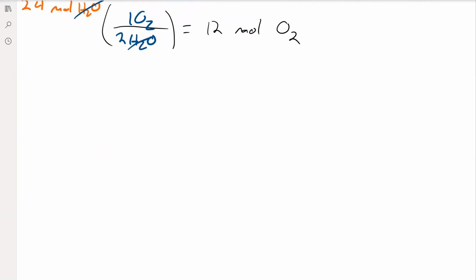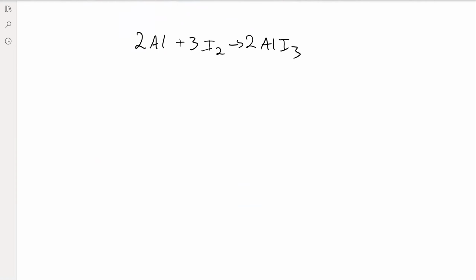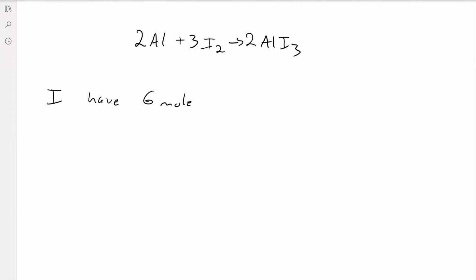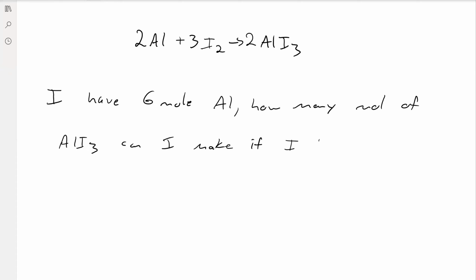We're going to combine aluminum and iodine to form aluminum triiodide. So 2Al plus 3I2 goes to 2AlI3. Right, aluminum plus iodine gets us aluminum iodide. And then we'll say I have 6 moles of Al. How many moles of AlI3 can I make if I have excess I2? So here we're going to compare a reactant to the product.